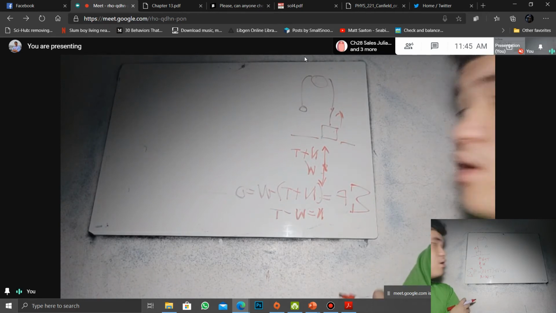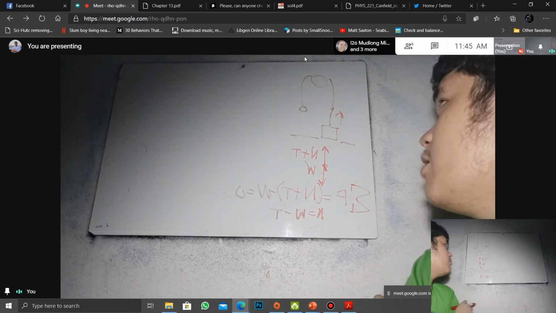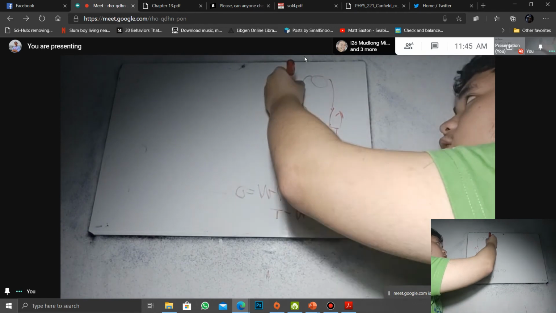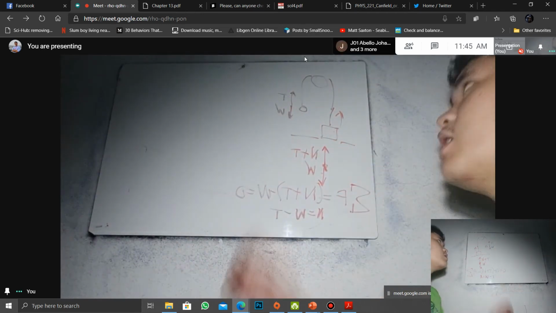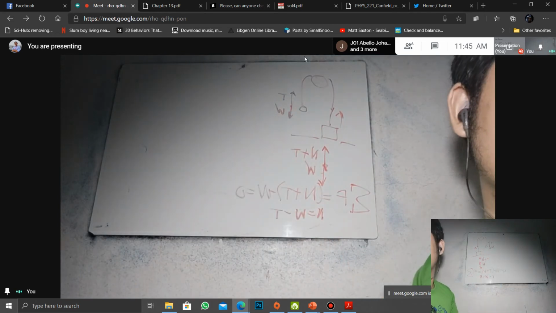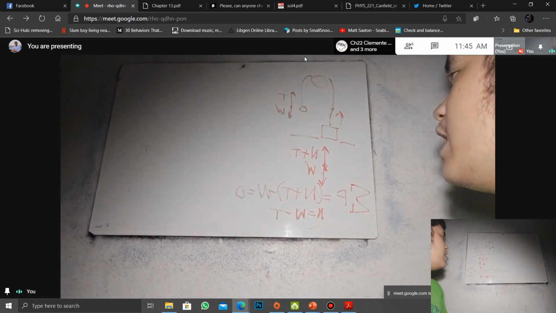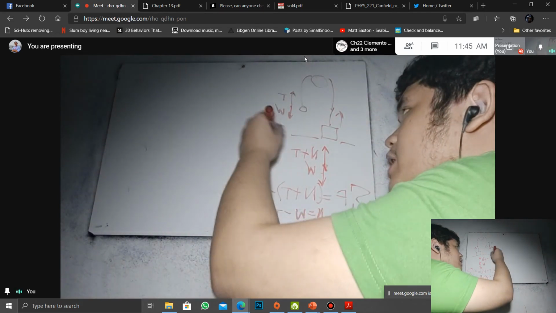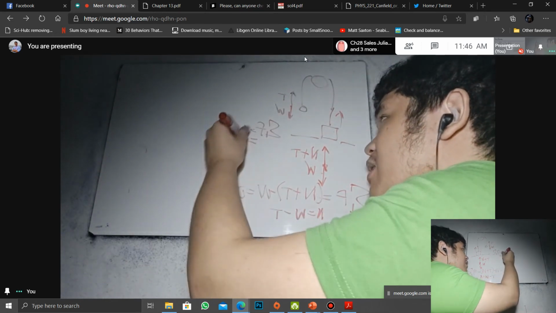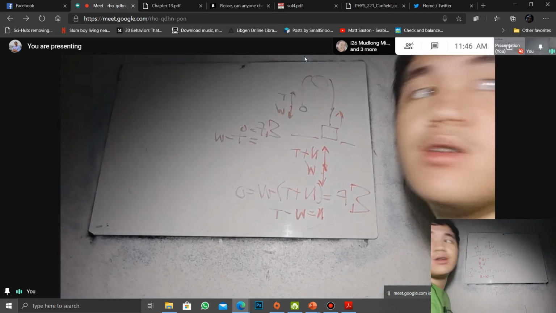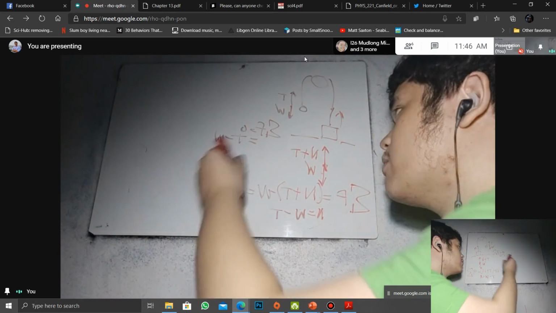Tapos, kailangan natin yung tension, di ba? Makukuha lang natin yun kapag kinuha natin to. T, tsaka weight. Dito sa counterweight. Di ba? Oh, dyan, sum of forces is also equal to 0 kasi hindi siya gumagalaw eh. T minus W. Up minus down. So, as you can see, tension equals weight.